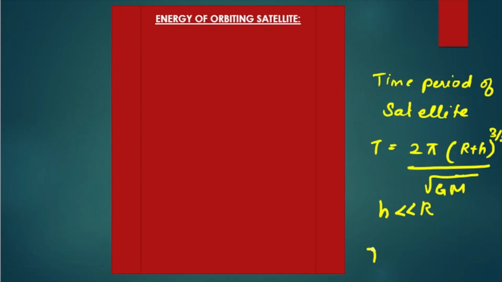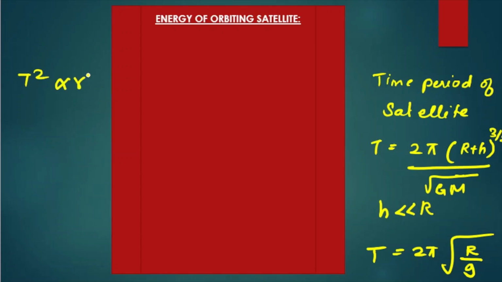But we are not going to use this formula frequently. But for another condition, when h is very small compared to R, at that time the time period of the satellite will be 2π under the square root of R by g. This formula at least we use a little bit. But we are not going to use both of these formulas frequently.